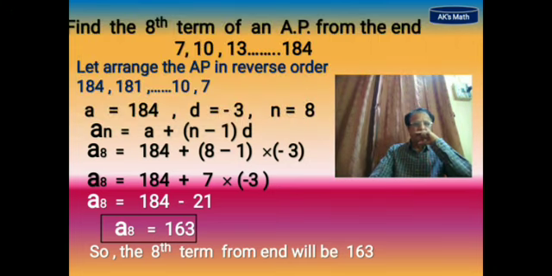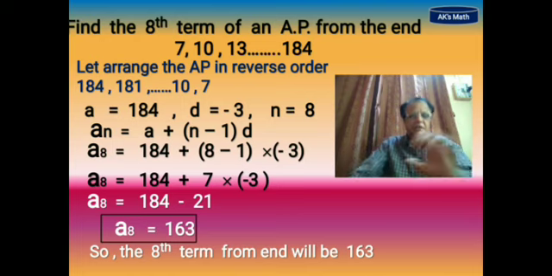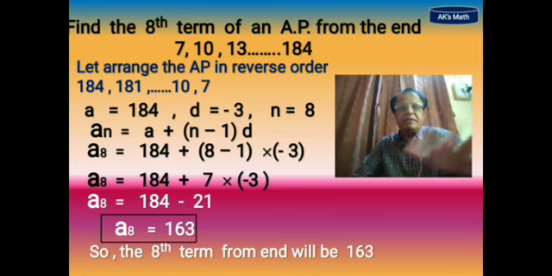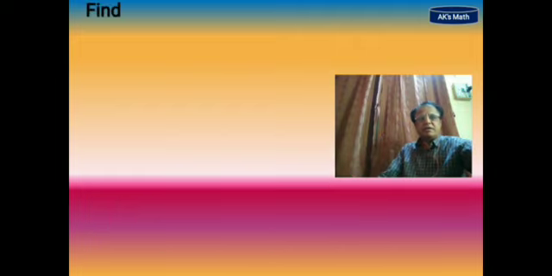Always remember one thing: when we want to find a term of the AP from the back side, at that time we have to arrange the given AP in the reverse order. So after writing the given AP in the reverse order, you will easily get the term which is asked from the end. Now look at the next example which is on the screen.